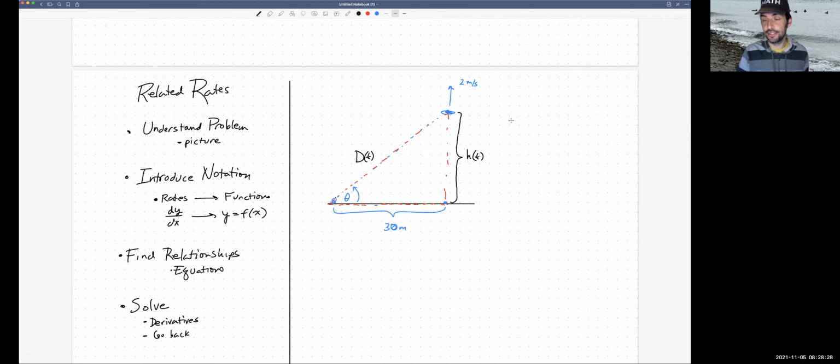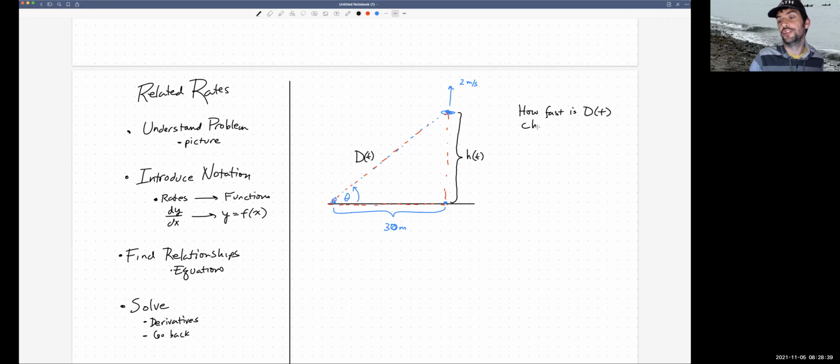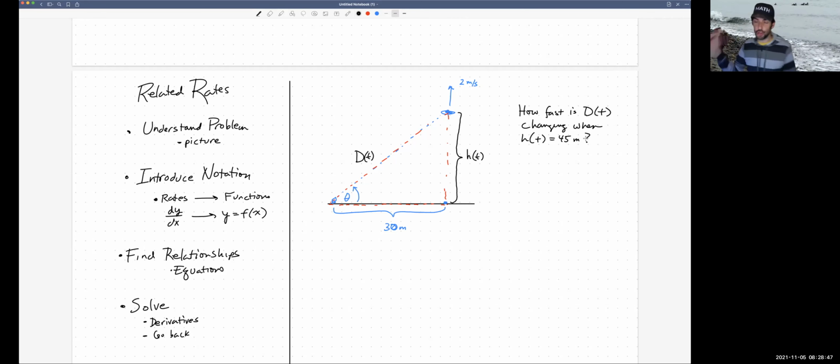So let's find how fast is d of t changing at this same moment when h of t is equal to 45 meters. So we don't have to do as much work this time because we've already set up the problem.